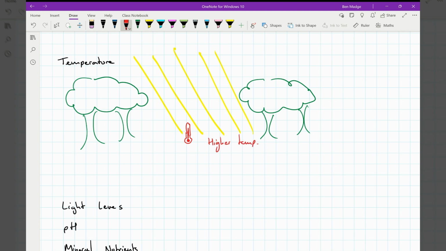This is really important for things like insects, for example, which will benefit from this. They can develop faster. You might have plants that germinate a bit faster in the warmer light conditions.